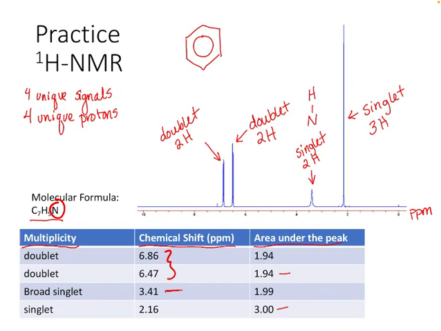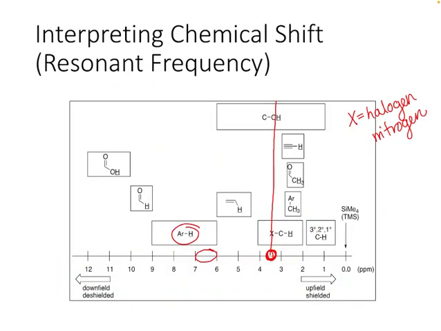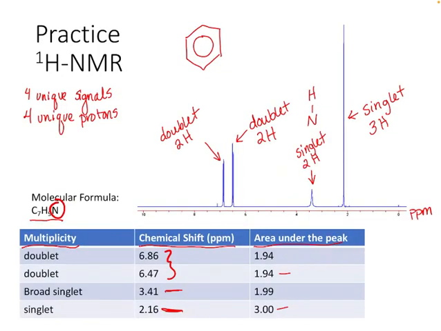And then let's look at our singlet at 2.16. All right, so that could be a number of things. Well, we know we don't have any oxygens, so we can rule out the ketone. It could be just a CH3 group on a benzene ring. So that's probably most likely since we already said we have a benzene ring. So let's just draw a CH3 group on the benzene ring. And that's due to this peak at 2.16.